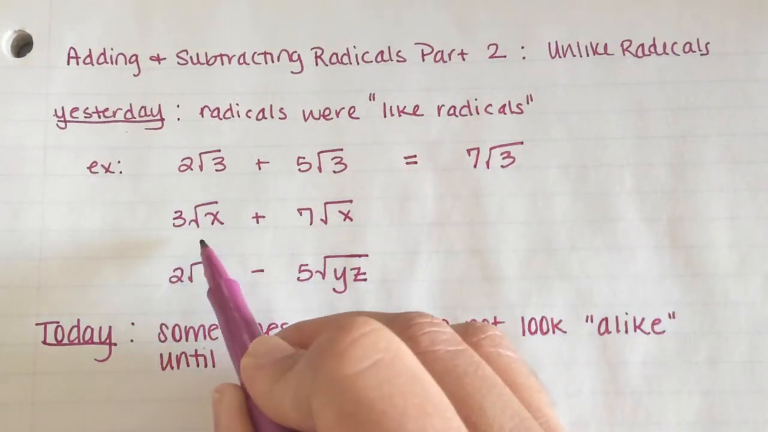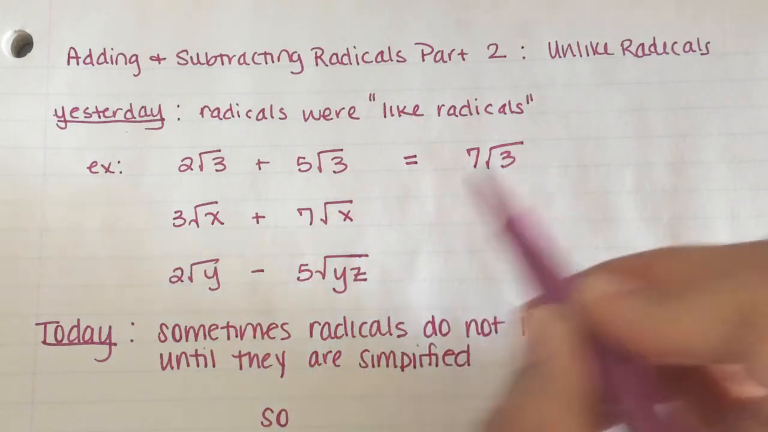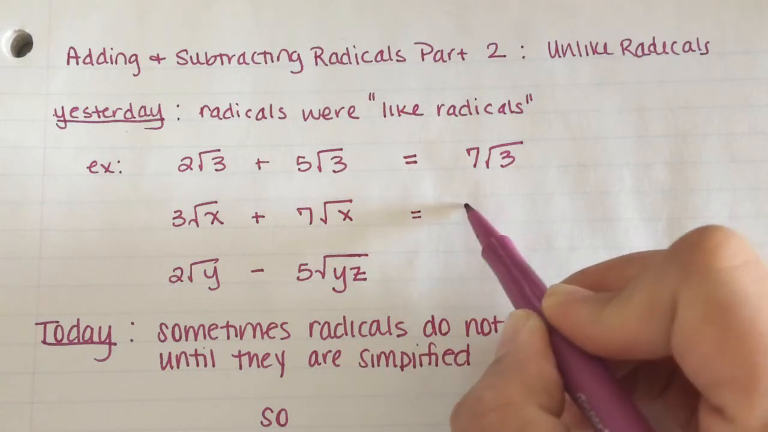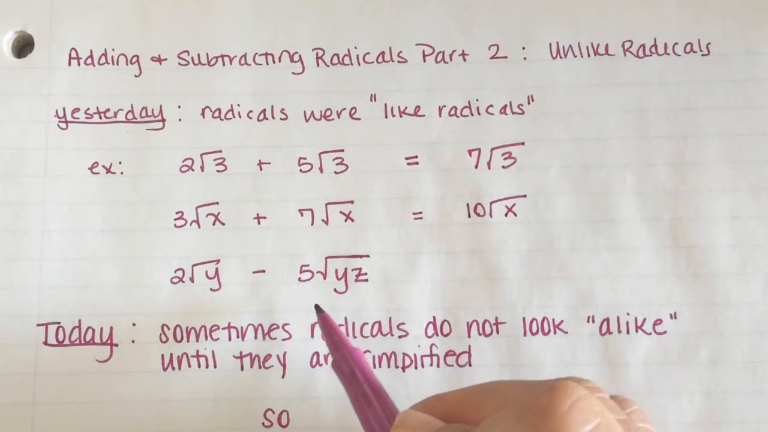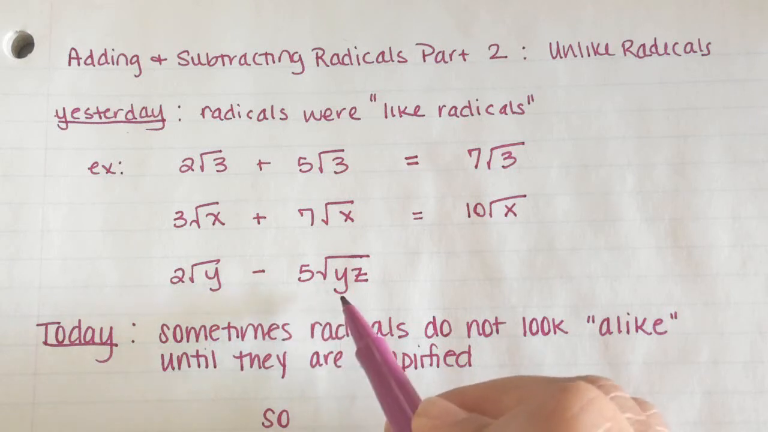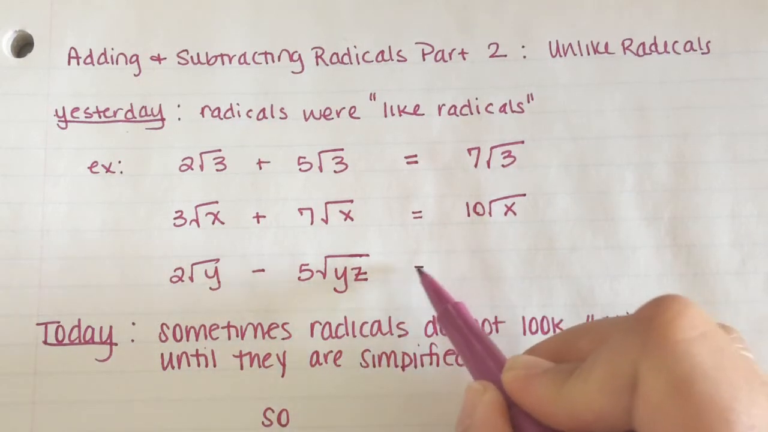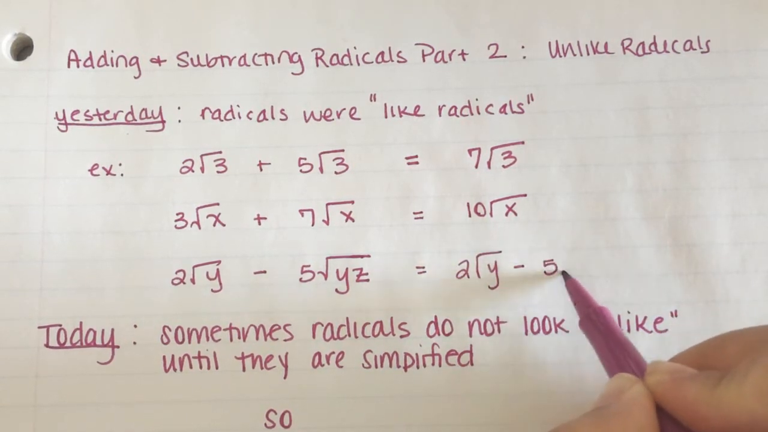Same thing with variables. Because these radicals are the same, 3 radical x plus 7 radical x, we can combine them just like you combine like terms. 3 plus 7 is 10, and the radical stays the same. And then we had an example of when we couldn't add them. So 2 radical y minus 5 radical yz. Yes, they both have y's, but they look different. This is a y and this is a yz. So we cannot combine them. So your final answer would have just been the same thing, 2 radical y minus 5 radical yz.